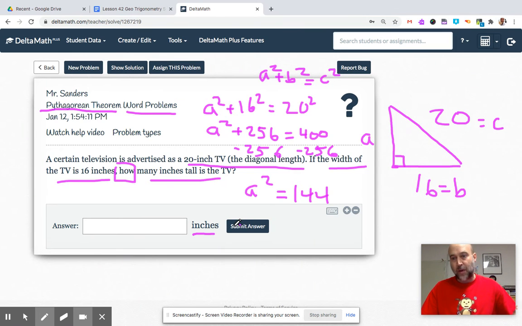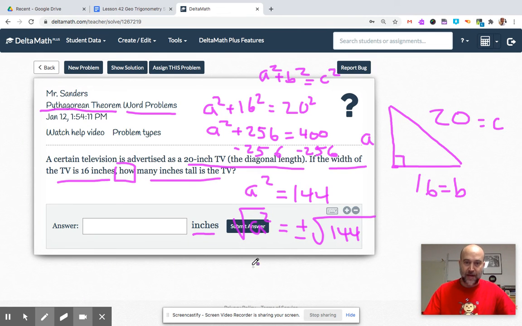How do we get rid of the square? Square root. Don't forget your plus and minus. Whenever you undo an even power, it has to have the plus or minus. We drop the minus because we're talking about length. That's the logic involved. The square root of 144 is 12.